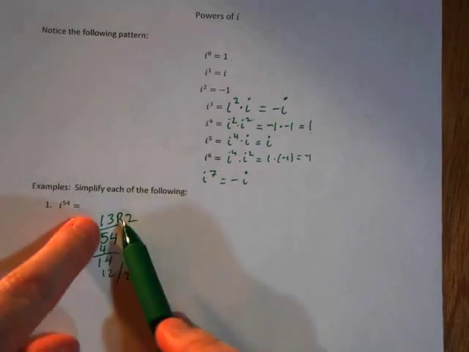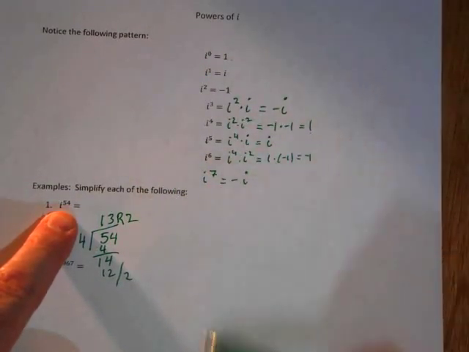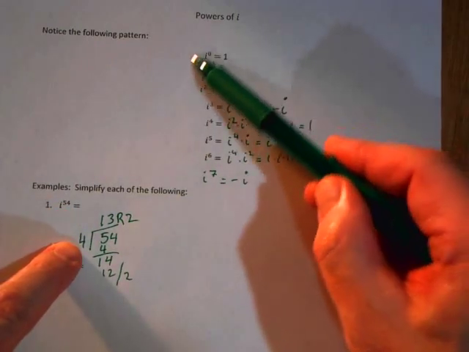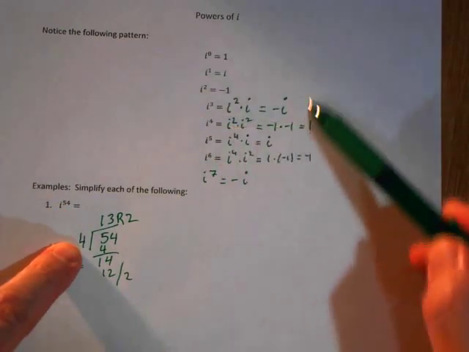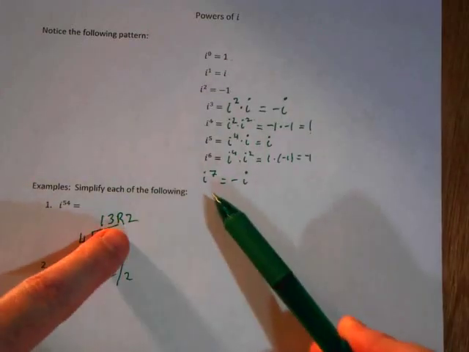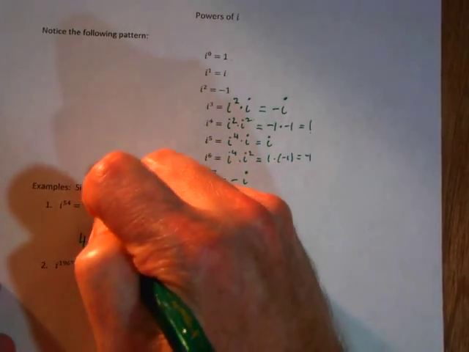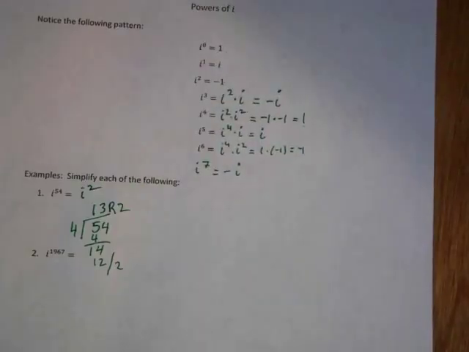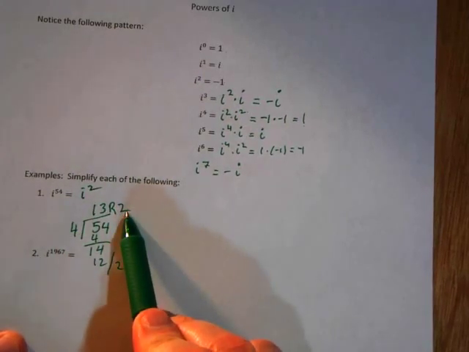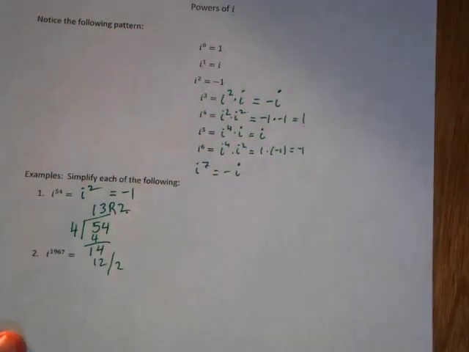What this tells me is if I were to keep doing this list and go all the way down to i to the 54, there's 4 things in the pattern, so I would cycle through the pattern 13 times, and then I would have to go 2 more spots. In other words, i to the 54 is i squared. You divide by 4, and it's always whatever the remainder turns out to be. And i squared is negative 1.